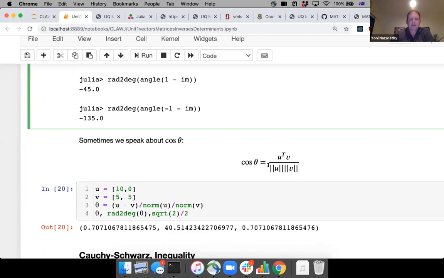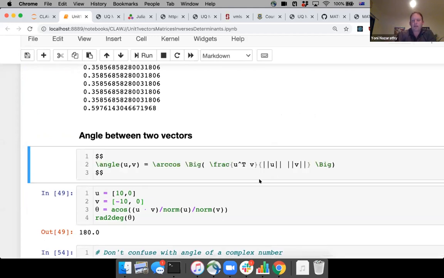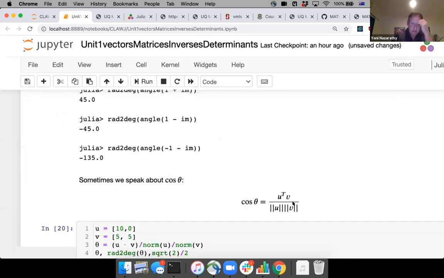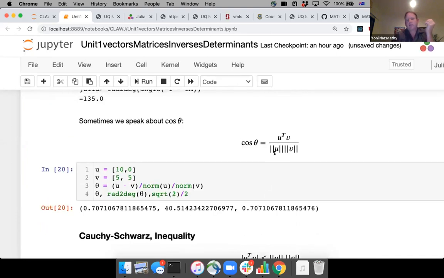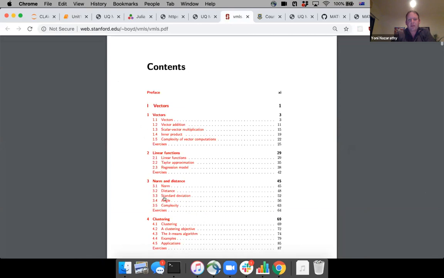Now, cosine theta. If I have the angle between the two as arccos, if I apply cos on both sides of this equation, cos is the inverse function of arc cosine and vice versa. So I get the cosine of the angle is the inner product between the two normed vectors. Okay, there's not a whole lot of news there. What I suggest is reading in the VMLS book. Go to the VMLS book and read chapter 3, angle between vectors, and it can tell you a bit more. Okay.